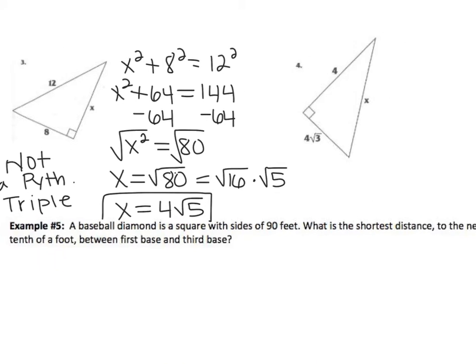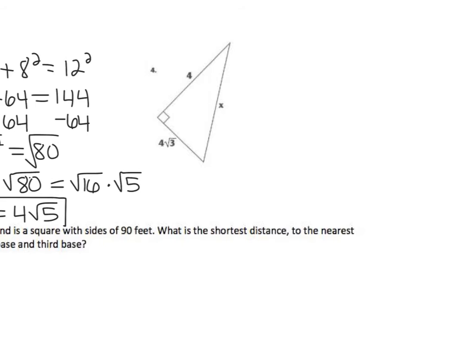One last example. This time, the legs have lengths 4 and 4 square root 3, and we want to find the hypotenuse x. So I already know that my 3 sides are not going to be a Pythagorean triple, because one of my sides already has a square root in it, which is not a whole number. So right off the bat, we know we won't end up with a Pythagorean triple, but we still want to solve for our missing side.